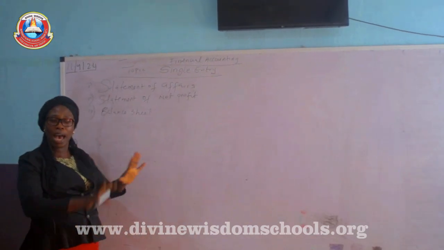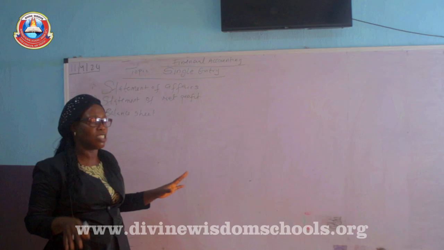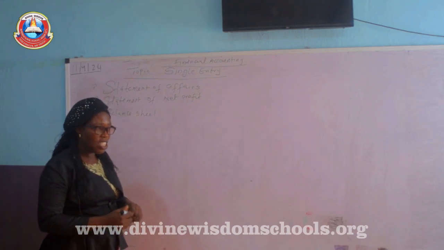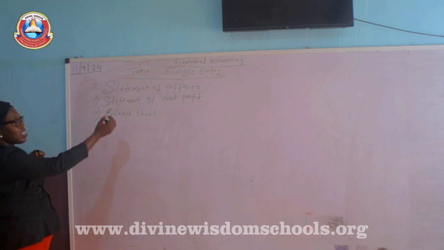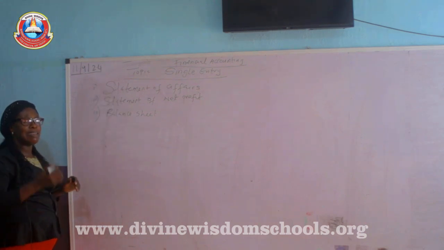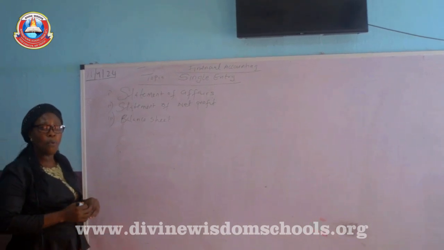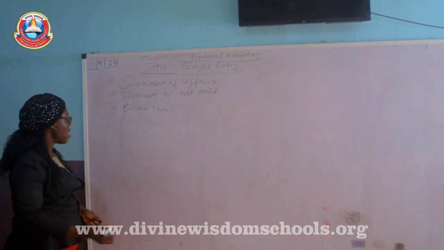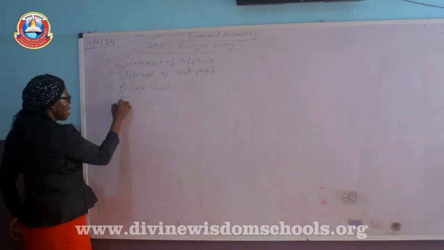Then our balance sheet, our normal way of posting our balance sheet, we carry it on in our what? In our balance sheet. Now, let's look at the format of statement of affairs. Just as I said, statement of affairs is the same thing as balance sheet. The same way we post our balance sheet is still the same pattern we follow in posting our what? Statement of affairs.